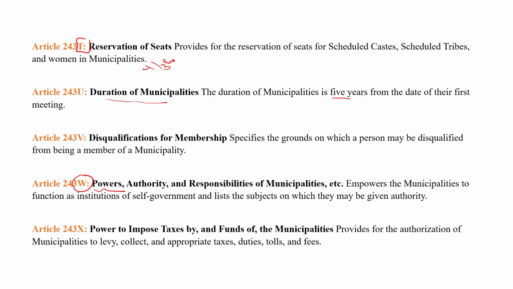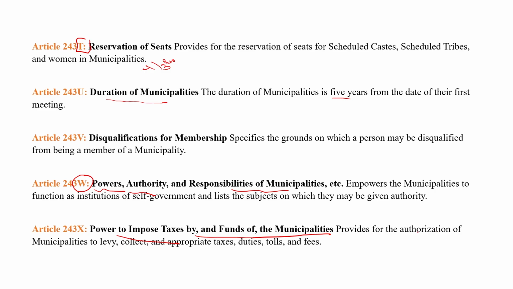243W explains the power, the authorities, and the responsibilities of the municipalities. What are the major powers of the municipalities, what are the authorities of the municipalities, what are the responsibilities of the municipalities. All the information is mentioned under Article 243W. It empowered the municipalities to function as institutions of self-government and lists the subjects on which they may be given authority. 243X, same power to impose taxes and the funds of the municipalities.